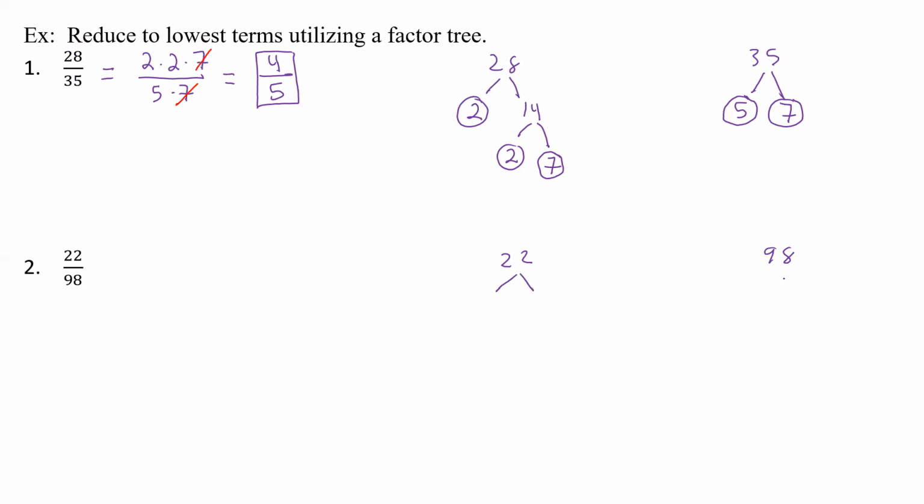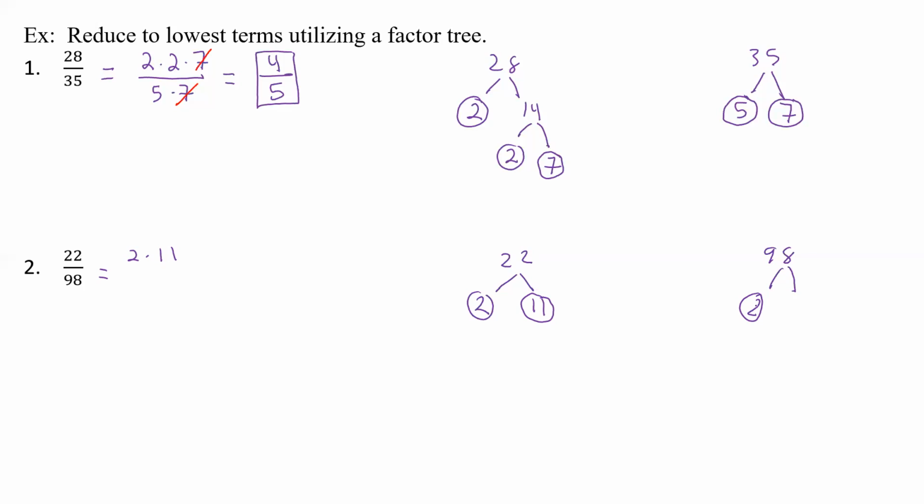Well, let's go ahead and take those down. So I know on the left, I'm going to put 2 because they're even. So I'm just going to kind of work these as we go. Well, 2 times what is 22? Well, 2 times 11 is 22. Now 11, well, guess what? We're done there because that's a prime number. So 2 times 11. Well, what about 98?